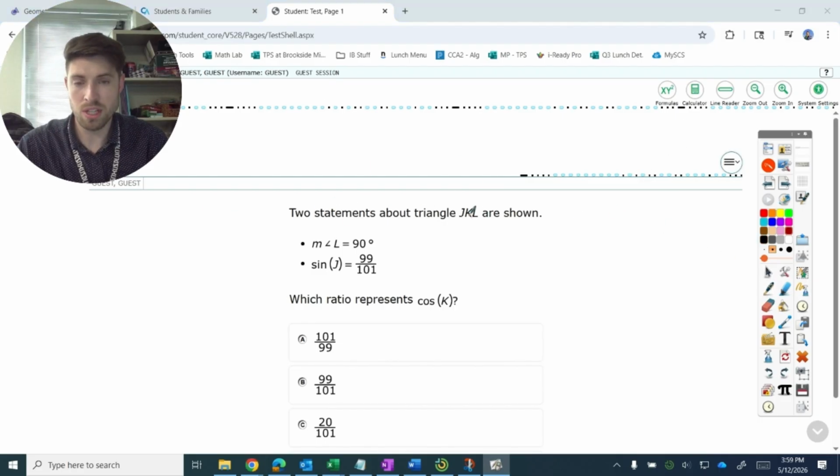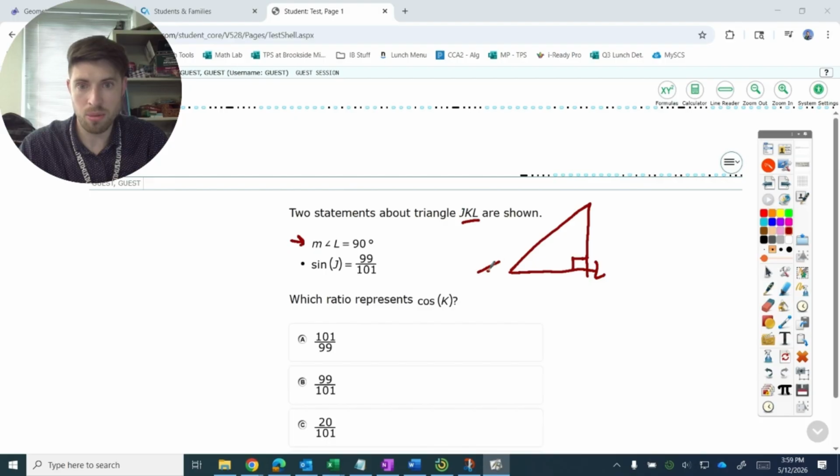So to start, we've got two statements about triangle JKL. The measure of angle L is 90 degrees, and the sine of J is equal to 99 over 101. Okay, and so if I draw this image, we can figure this out just by making the picture, right? So L is 90 degrees. They're telling us that means we have a right angle in our triangle, which is angle L. It also means this is a right triangle. Therefore, we can use this trigonometry stuff, right? And so in triangle JKL, J and K must be the acute angles. You could label them either one. It really doesn't matter for this purpose here.